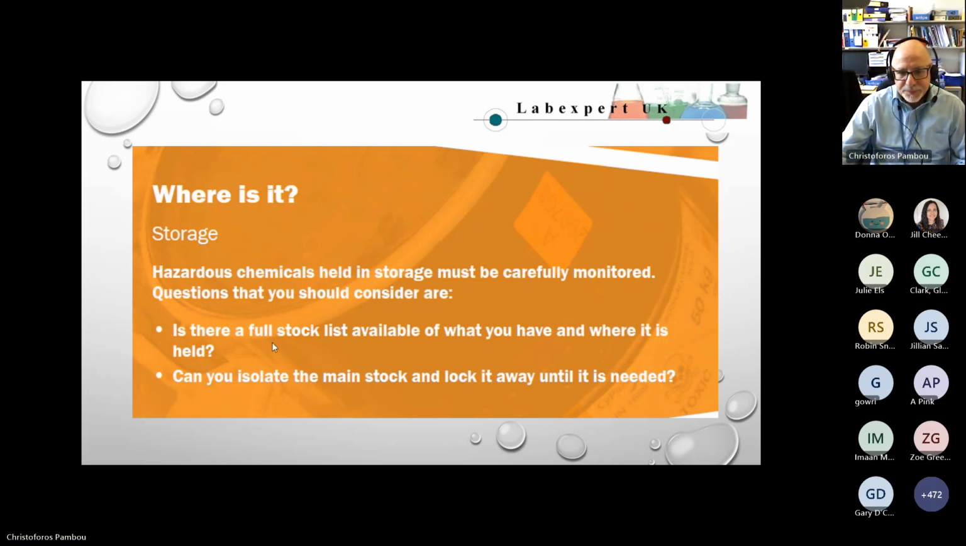Now, a full stock list, it could be computerized, it could be some report from our chemical stock list, but it could be even a written list. But you must have a list of all. It's the legal requirement to have a list of all your chemicals. It doesn't have to be computerized, but you must have a list.